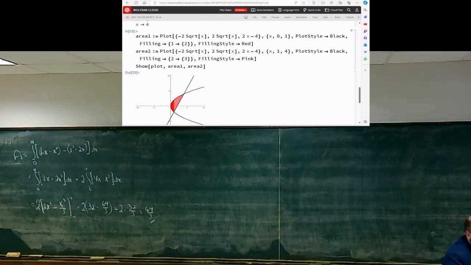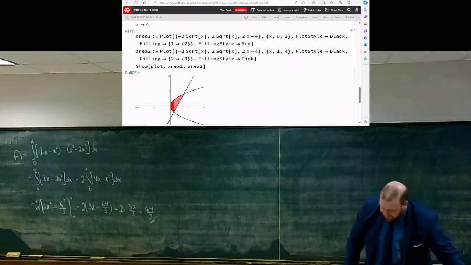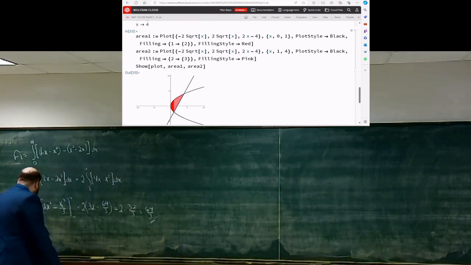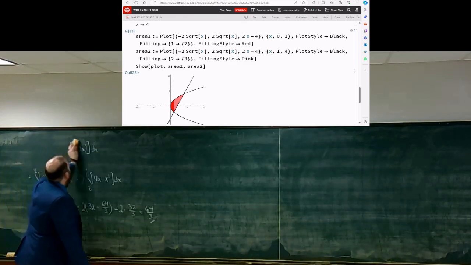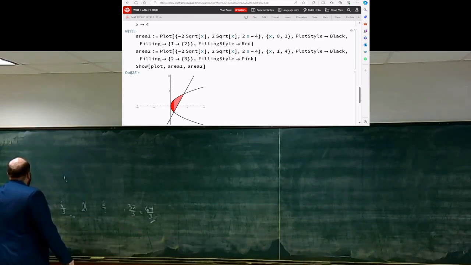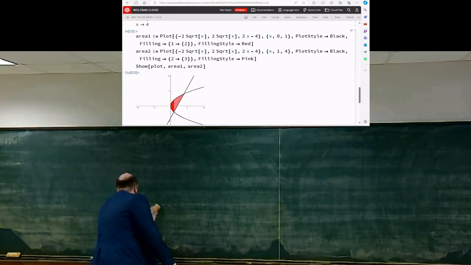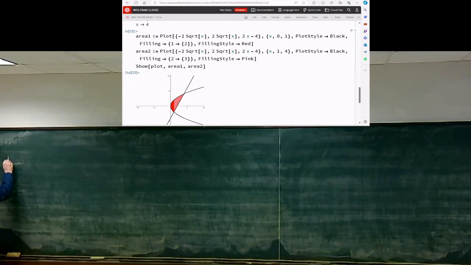That's better. And you can see that's not really pink. They call that pink. That's not pink. But you have those 2 regions now that you have to find the area of. So our area would be the area of region 1 plus the area of region 2, right? Sum of the 2 areas.